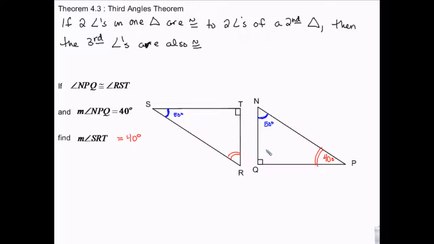So we knew it was the same because of how it was written. Let me go back through it. NPQ, that's this one, is the same as RST. So that's that one. These are both right angles, so they're congruent. And because two angles in the triangles are congruent, that makes the third angle congruent.